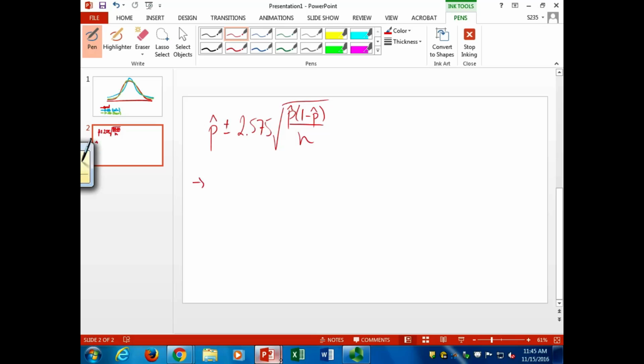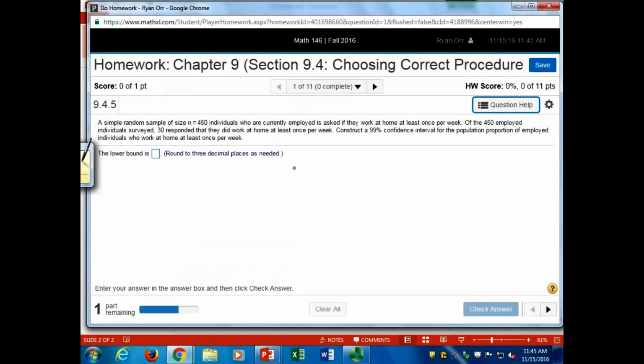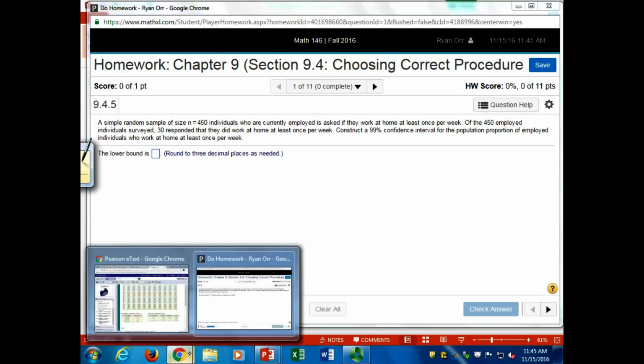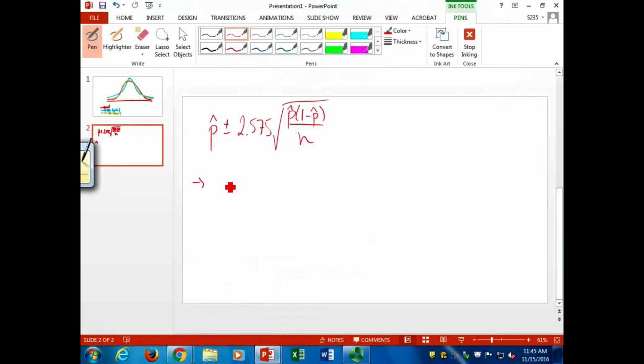So we need to calculate the actual sample proportion. The 450, they did 30. We're working from home. So 30 out of 450 would be our sample proportion. And that would be, what would it be? Any takers? I'm not sure. Number 1, I think. 0.067. Yeah, and we might want to keep a few more digits just to be safe.